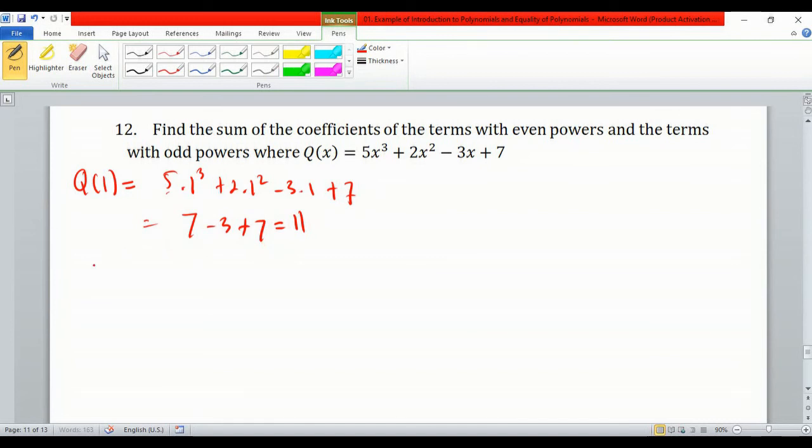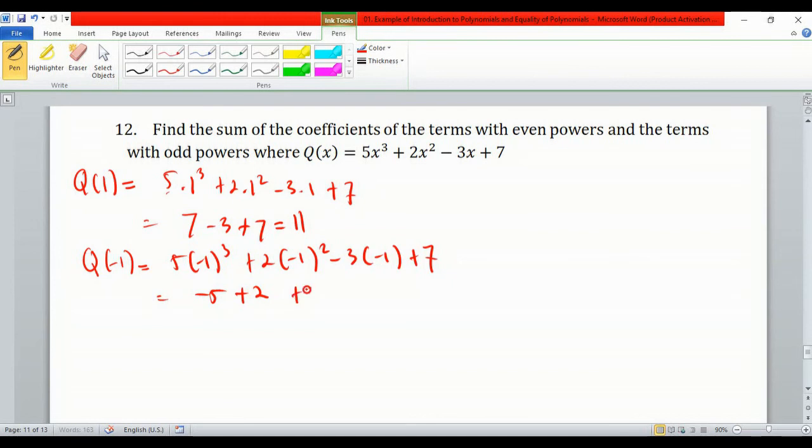And then we want to find P(-1). It's equal to 5 times (-1) to the power 3 plus 2 times (-1) squared minus 3 times (-1) plus 7. So this one is minus 5 plus 2 and then plus 3 plus 7, 12 minus 5 is 7. So we can write to find the even powers.